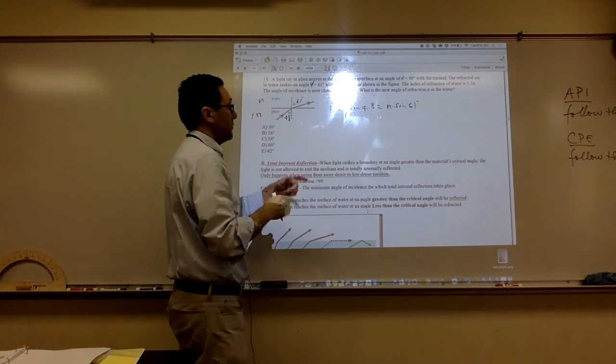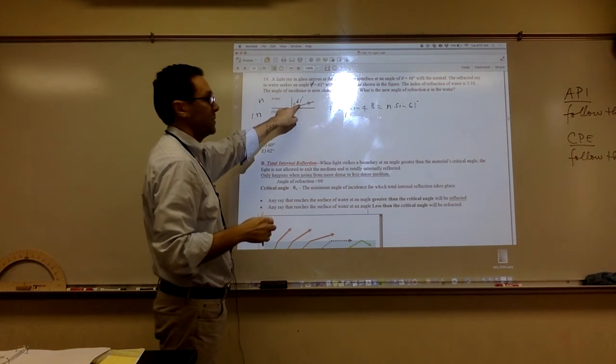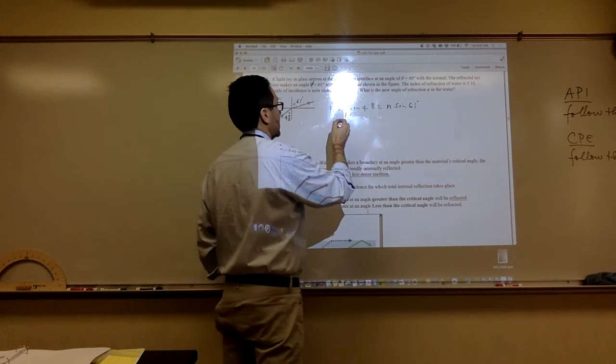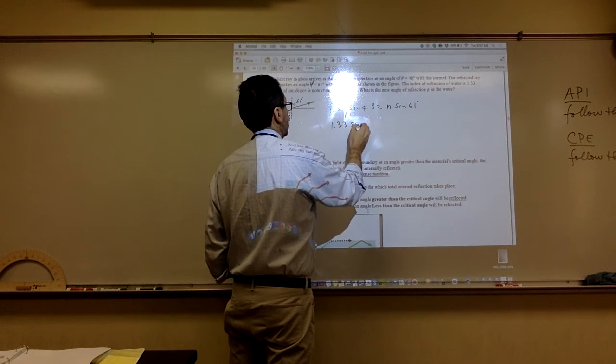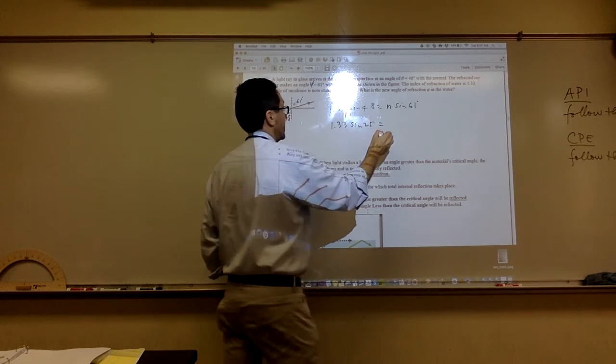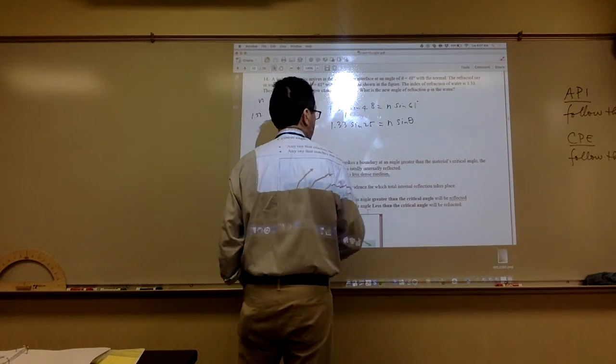So this is what I was saying. You find n, and you redo the problem by making this angle 25 and finding this new angle. Or you can be lazy like me and do this: 1.33 sine of 25, I'm writing it for the other case, is n sine of theta, or phi basically.